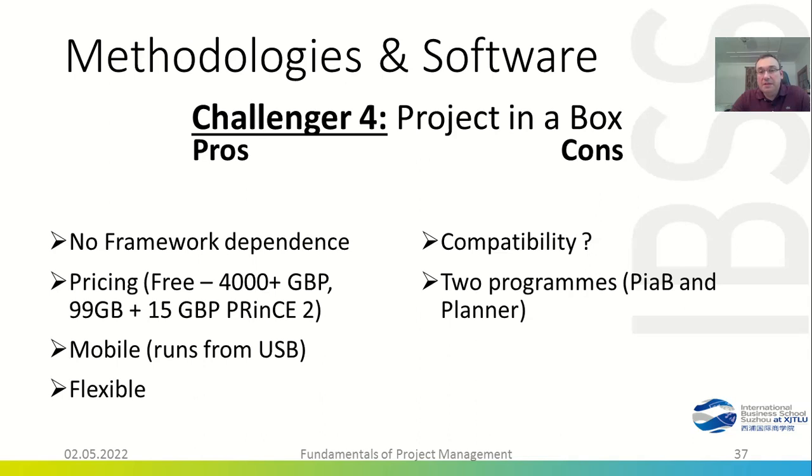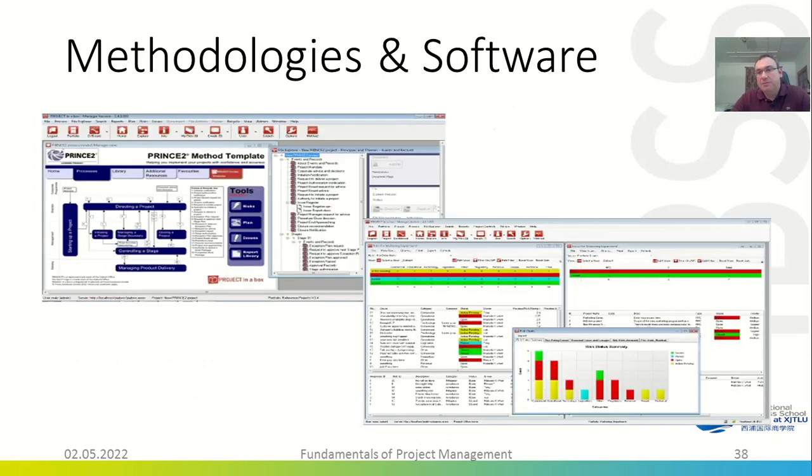Now the problem is what is the compatibility with what you are already using, and you essentially have two programs, which is Projects in a Box and Planner. And if I need a go-to place, I want a single software, not multiple items. Again, this is what it looks like, and you can see it has a lot of templates and help functions that enable you to complete projects. For example, all the Prince 2 templates are in there.